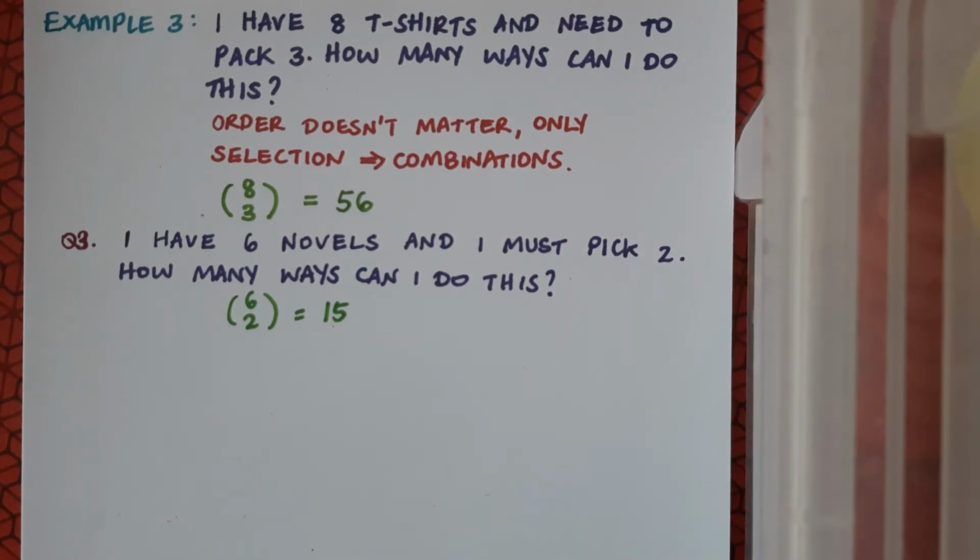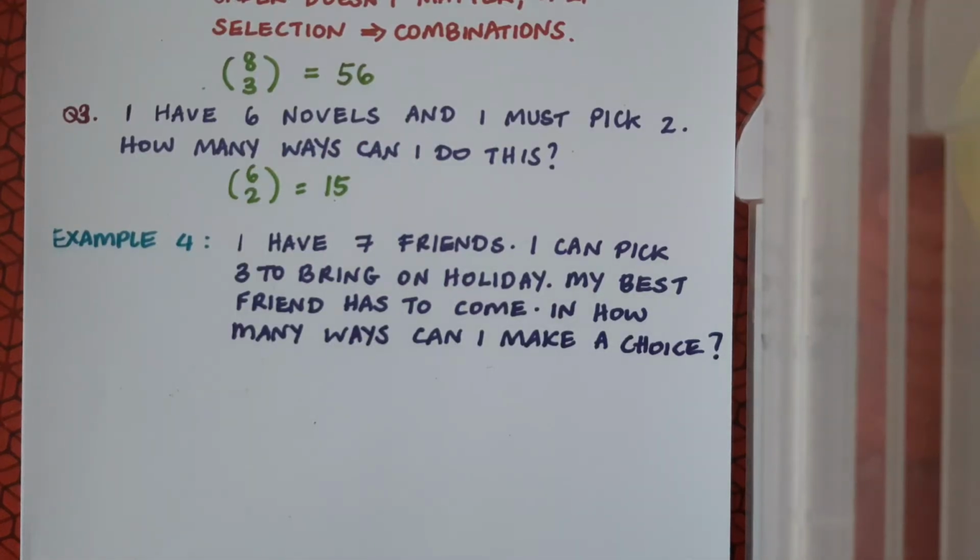I either picked the book or I didn't. So I know that it's combinations. This question is a little bit different because again, it's a selection question, so it's combinations, but I've got a bit of a restriction in it. I've got 7 friends, I can pick 3 to bring on holidays. My best friend has to come. So that's kind of one of my decisions made for me already. In how many ways can I make a choice?